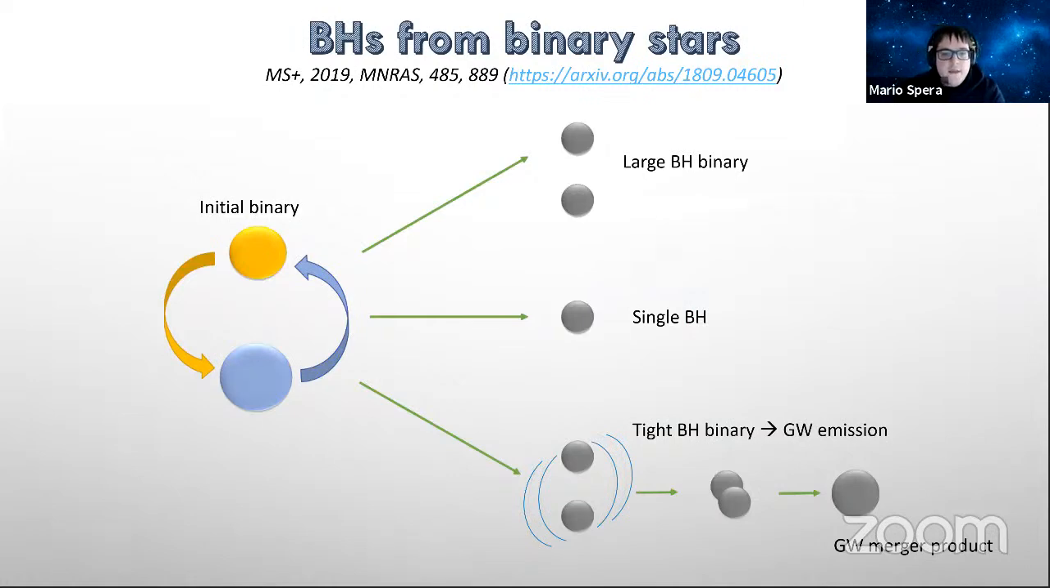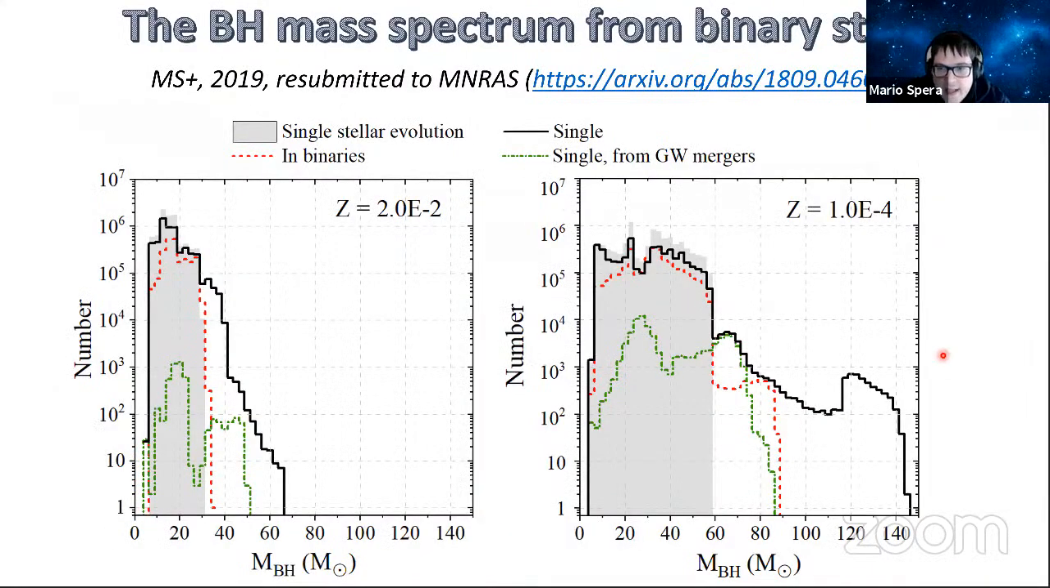So these plots show you the mass distribution of black hole masses from all our simulated binary systems. And the different curves represent the different scenarios I just described. Specifically, the red curve refers to all the black holes that are members of black hole binaries, and the green curve shows the single black holes that come from gravitational wave mergers, and the black curve shows all the single black holes, not necessarily coming from a previous merger, okay?